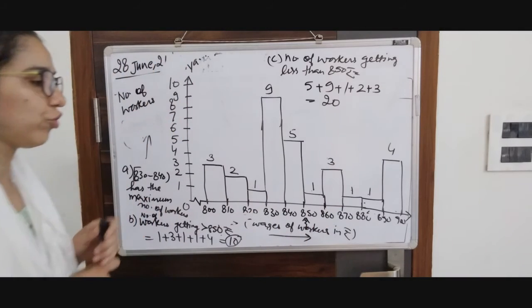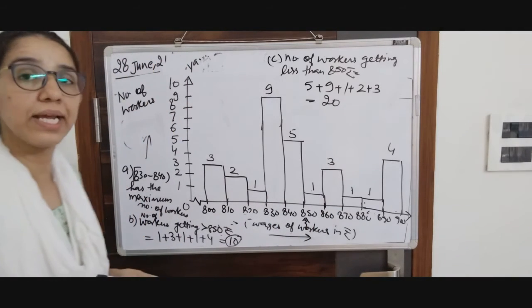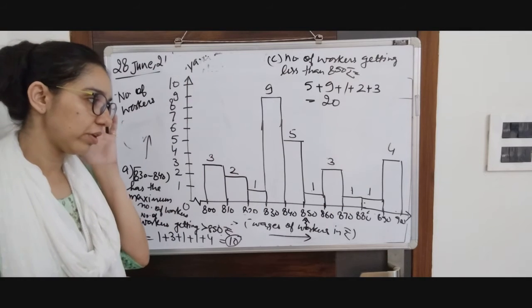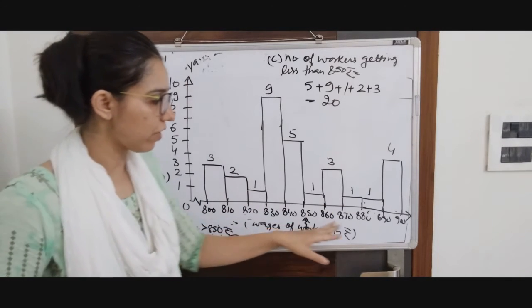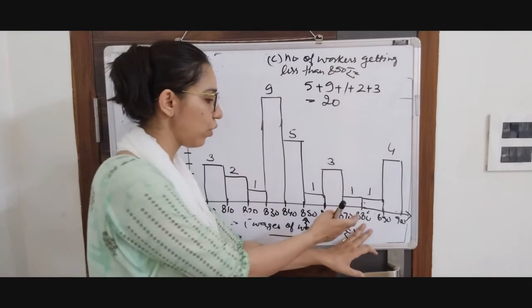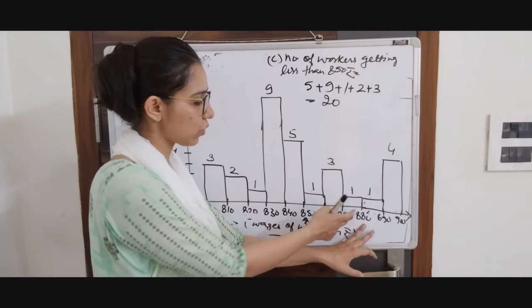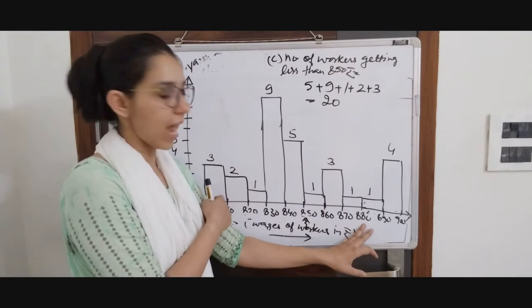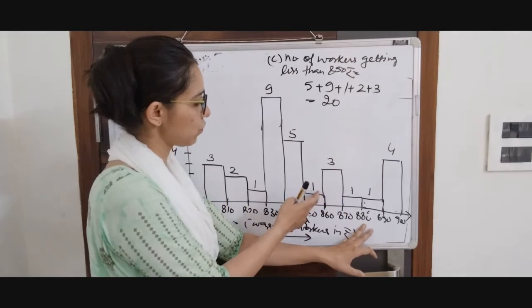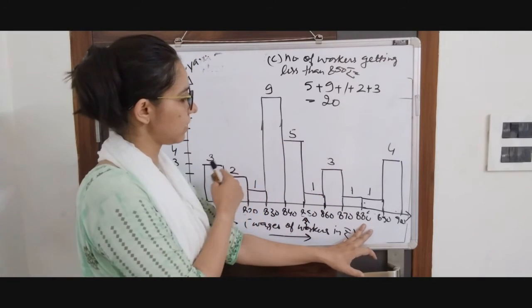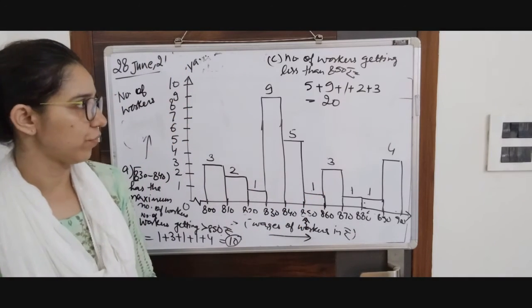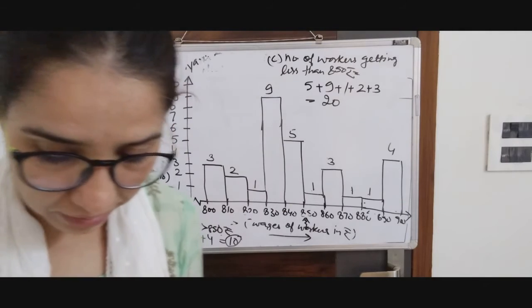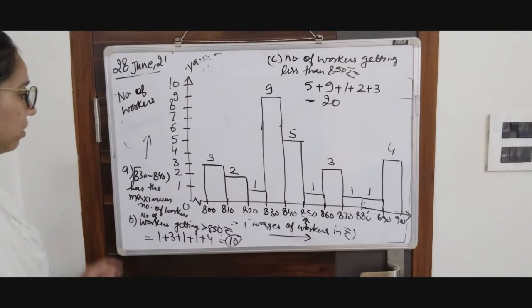Similarly, if the question was asked, how many workers are getting wages less than 880? Less than 880. So you will find your 880 and you will add all the heights of bars on the left hand side of this. And it is going to be 1 plus 3 plus 1 plus 5 plus this and this. So it would be 25. So done.